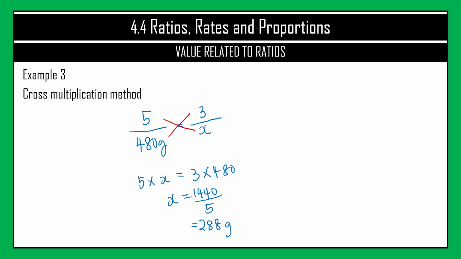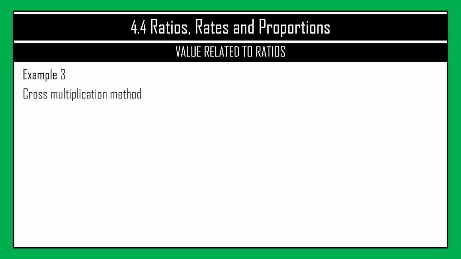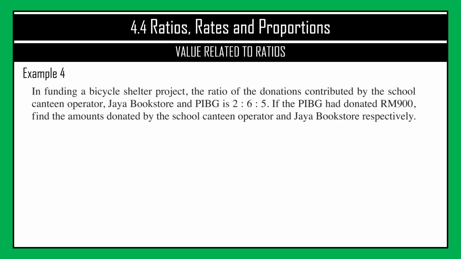Okay, now let's look at another example. In a funding a bicycle shelter project, the ratio of the donation contributed by the school canteen operator, Jaya Bookstore, and PIBG is a ratio of 2 to 6 to 5. If the PIBG has donated 900 ringgit, find the amount donated by the school canteen operator and Jaya Book respectively.